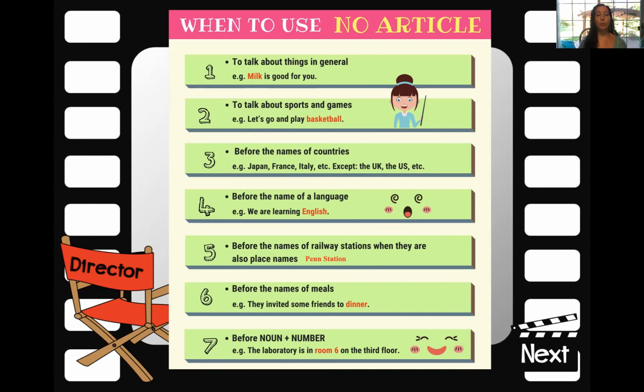Number 6, we wouldn't use an article before the names of meals. Remember, we wouldn't say, I'm going to the breakfast or to the dinner. We would just say, I'm going to dinner or I'm going to breakfast. And we wouldn't use an article before a noun plus a number. So the laboratory is in room 6 on the 3rd floor. Because remember, the is specific because it's referencing or talking about the 3rd floor. I know these get tricky. So remember, just pause, write the rules down, but also remember some of the exceptions.